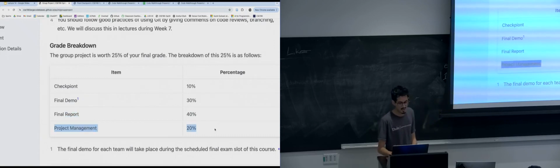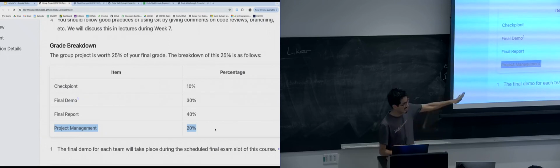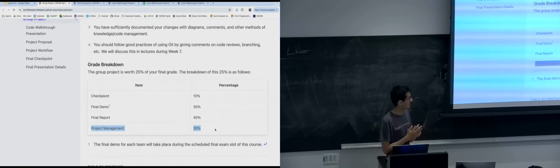And then project management. This is stuff that we talked a bit about last time with the GitHub projects. You should have some task management board, and we'll be looking through your commits and your pull requests and your code reviews. That's also going to be 20%. I'm going to go over in this lecture what we expect for the code reviews and the Git commits and things like that. Are there any questions about the final project?